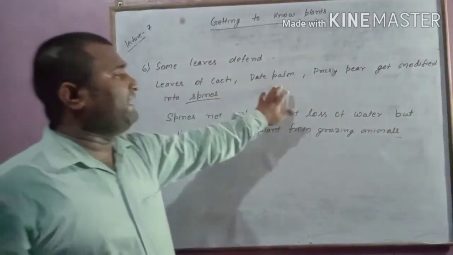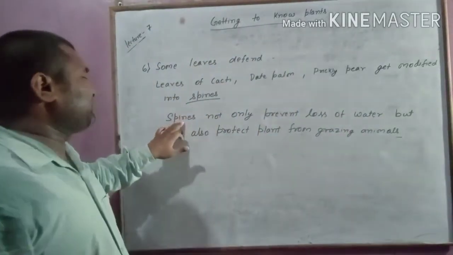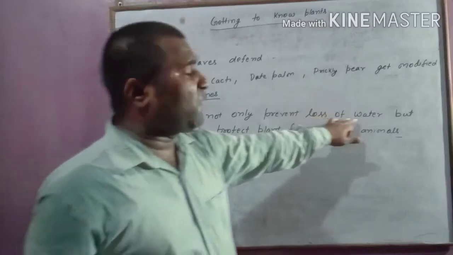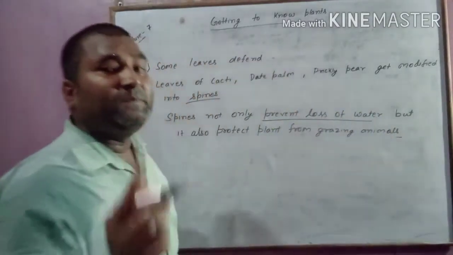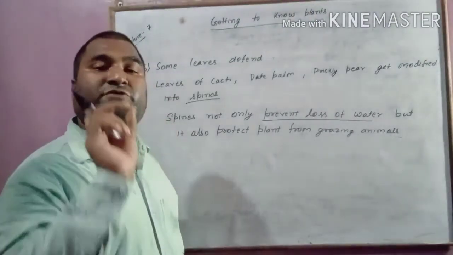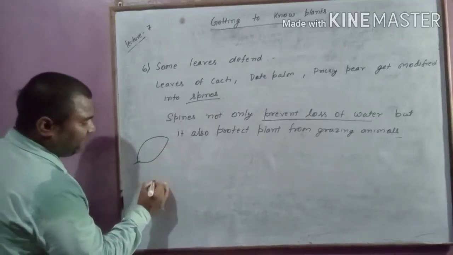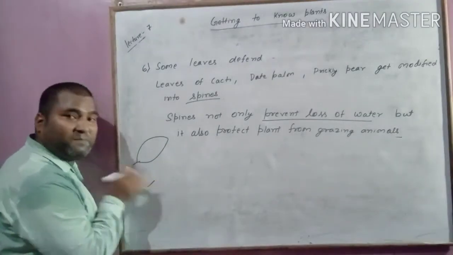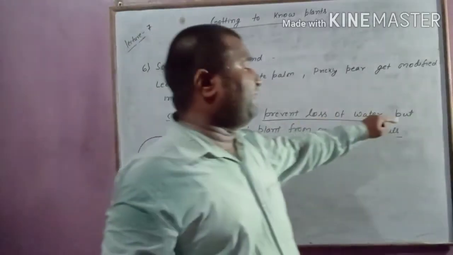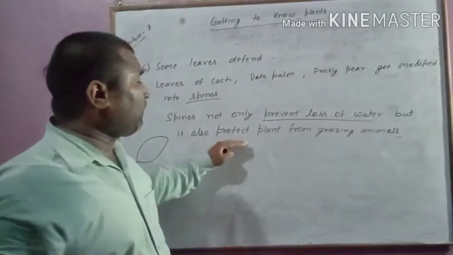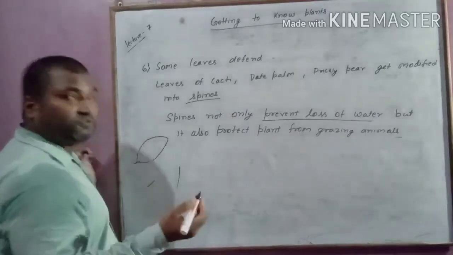Leaves of cacti, date palm, prickly pear get modified into spines, and spines not only prevent the loss of water, prevent loss of water. Why? Because the leaf has changed into spine. Leaf इतना बड़ा था, स्पाइन इतना है, तो सरफेस एरिया कम हो गया तो वाटर का लॉस कम हो जाएगा. So prevent loss of water, but it also protect plant from the grazing animal. कांटा निकला हुआ है, कौन जानवर उसको खाने आएगा?